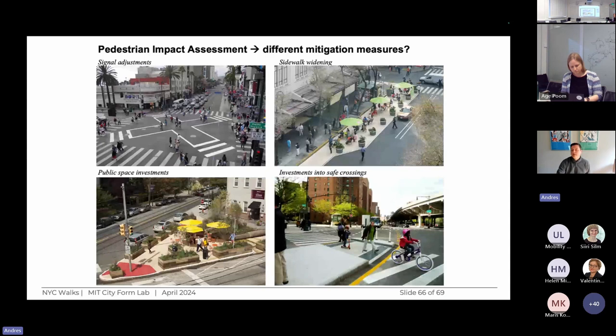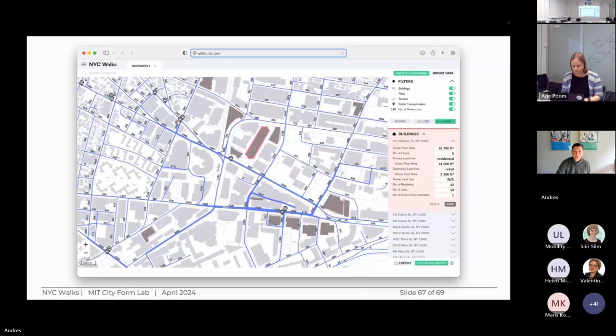This could lead to very different kinds of mitigation measures. It could lead to cities asking developers to help instead pay for sidewalk widening for pedestrians rather than vehicles, for public space investments, for safer crossings for all ages and abilities, for signal readjustments, and so forth. And not only in front of their own projects, but in the impact areas neighborhood-wide in their respective catchment areas.